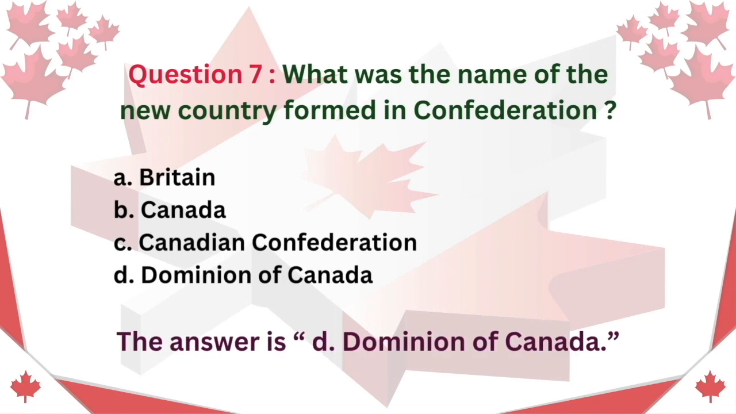Question 7. What was the name of the new country formed in Confederation? A. Britain. B. Canada. C. Canadian Confederation. D. Dominion of Canada. The answer is D. Dominion of Canada.